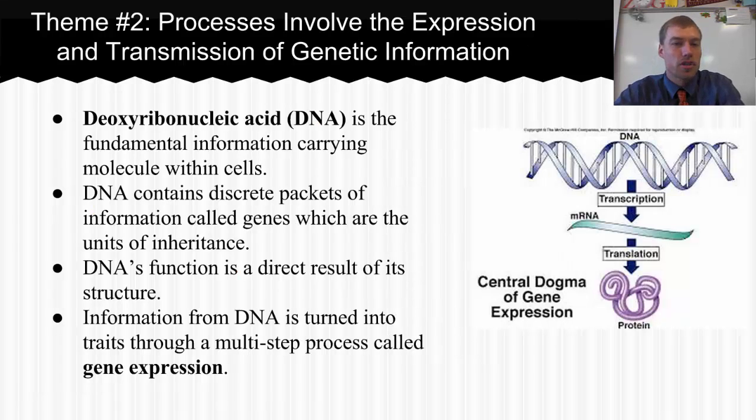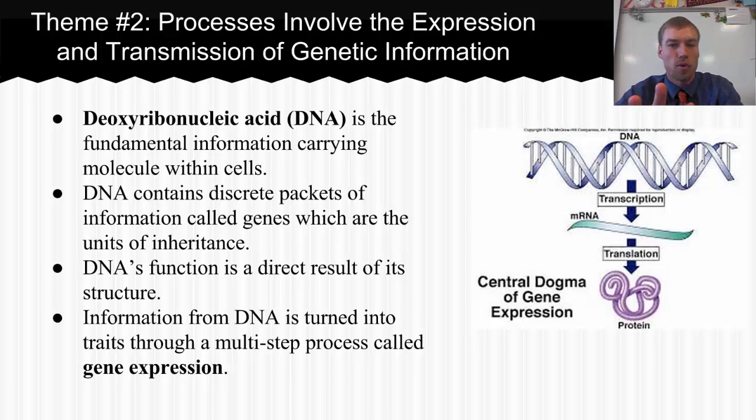All right, theme number 2, processes involve the expression and transmission of genetic information. All right, remember, DNA is the fundamental information-carrying molecule within cells. An interesting question is, where did that initial information come from? We'll talk about that a little bit more when we get to our evolution unit. But DNA contains discrete packets of information. Those packets of information are called genes, and they are the units of inheritance. So we inherit genes from our parents, one set from our mother, one set from our father. We'll talk about all the mechanisms involved in that. DNA's function is a direct result of its structure.